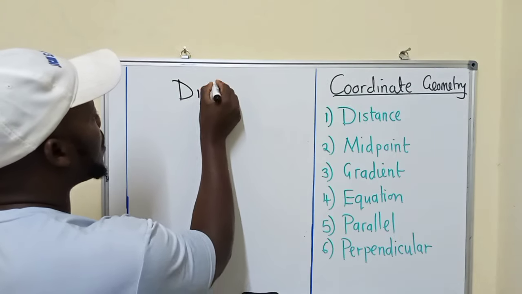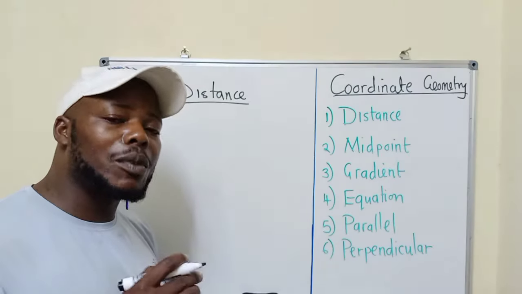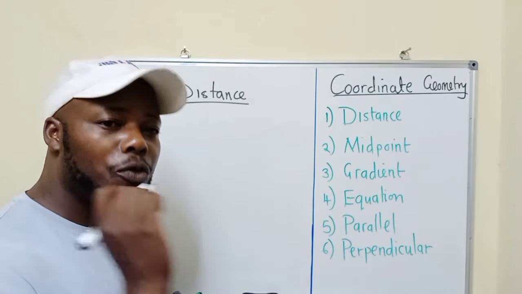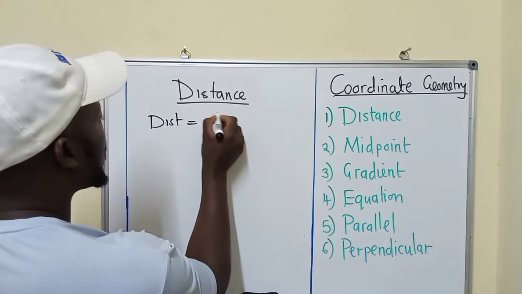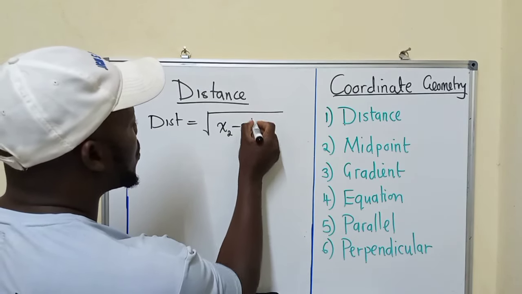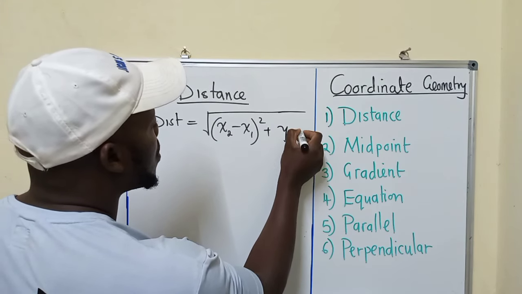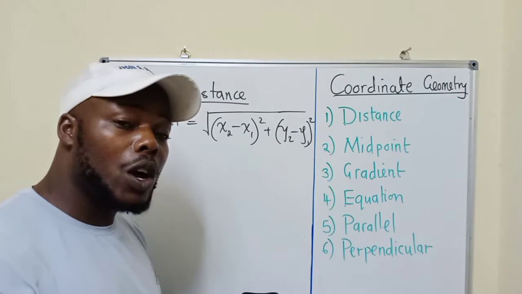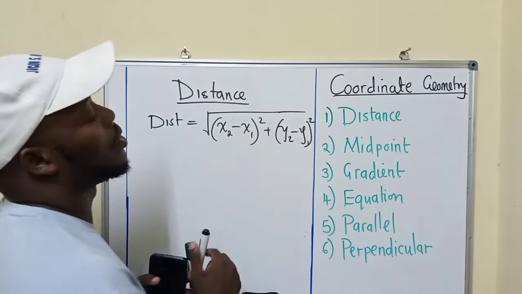We've got distance here. So for distance, what are some of the things that you must stick to? One is the formula. So the formula of finding distance looks like this. This is how it looks, and the power 2 there. I hope you are with me up to here. So this is the formula for finding distance.